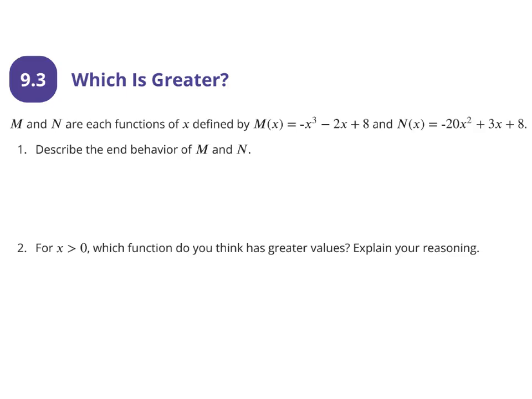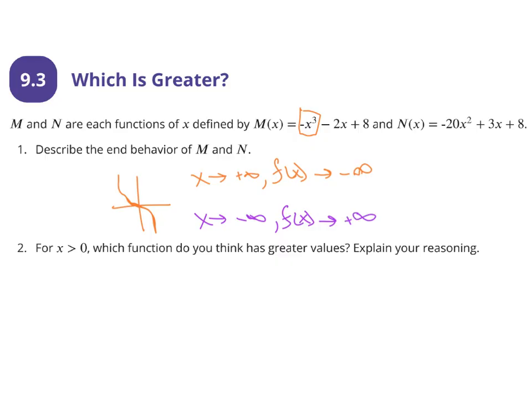Let's look at example 3. M and N are each functions defined by this and that. Describe the end behavior. So all I need is the leading term. The leading term is negative x cubed. So that means it looks like that. Negative x odd, it starts high, goes low. So as x goes to positive infinity, f of x goes to negative infinity. As x goes to negative infinity, f of x goes to positive infinity.